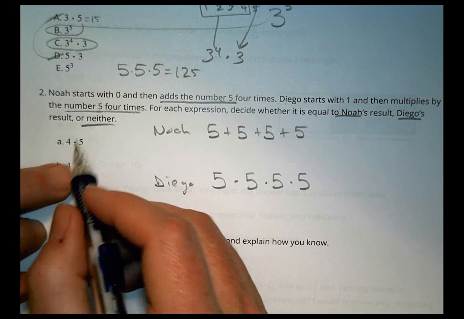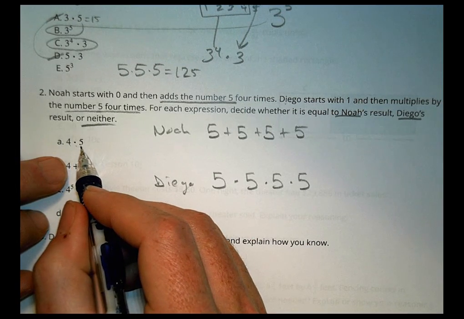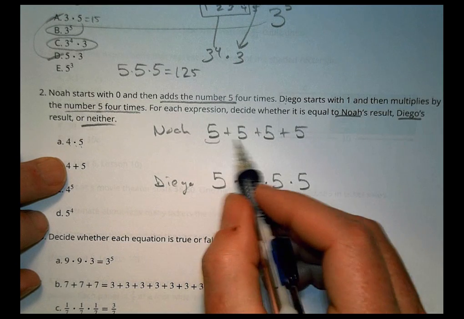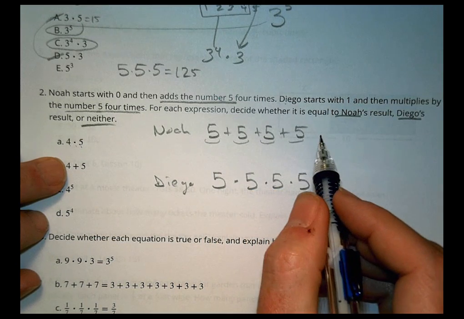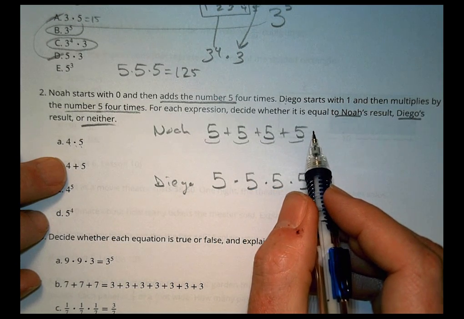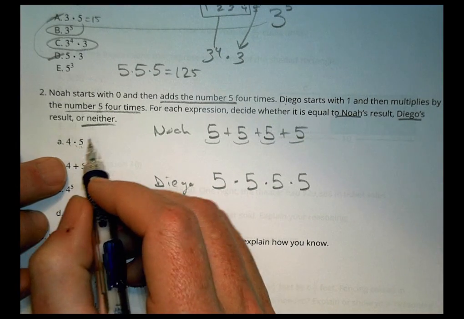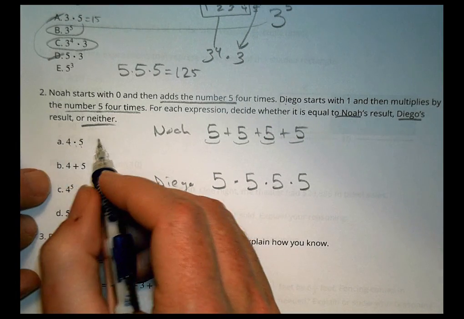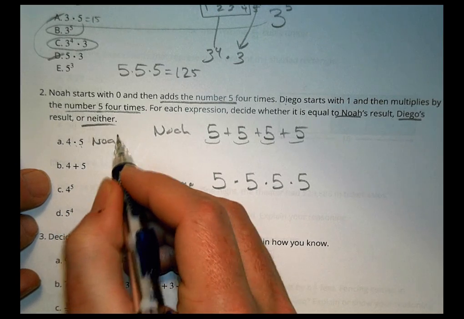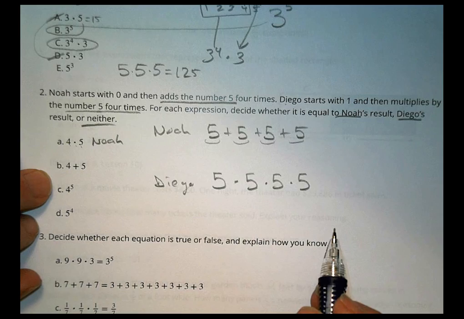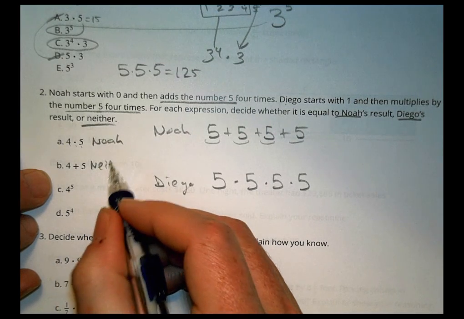All right, so this one is 4 groups of 5. Where do I see 4 groups of 5? Well, here I have a group, a group, a group, a group, 4 groups of 5, right? And I'm adding them up, and that's what multiplication means. It's repeated addition. So this is 4 groups of 5. This would be Noah's right here. Makes sense. Do I see 4 plus 5 anywhere? Nope. So that's going to be a neither.